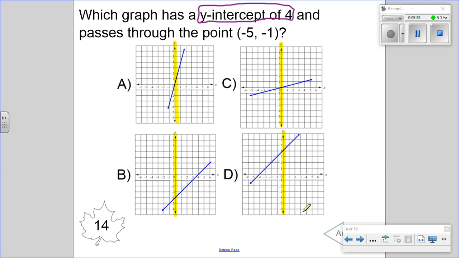There we go, that's a little nicer. We are looking for a y-intercept of 4. Remember that that's going to be a positive 4. So which graph shows the y-axis and the blue line crossing at 4?